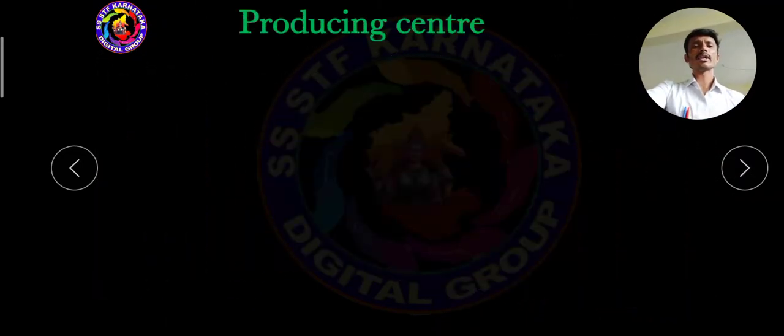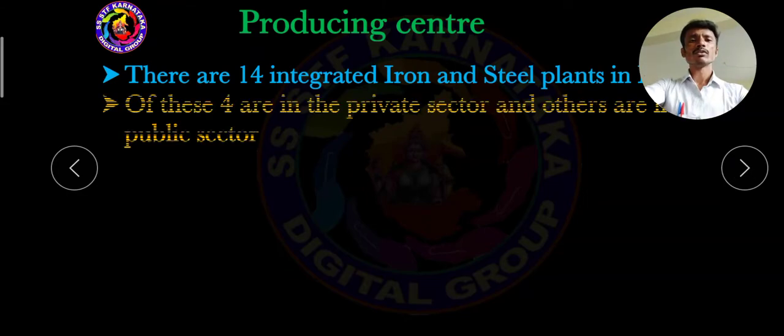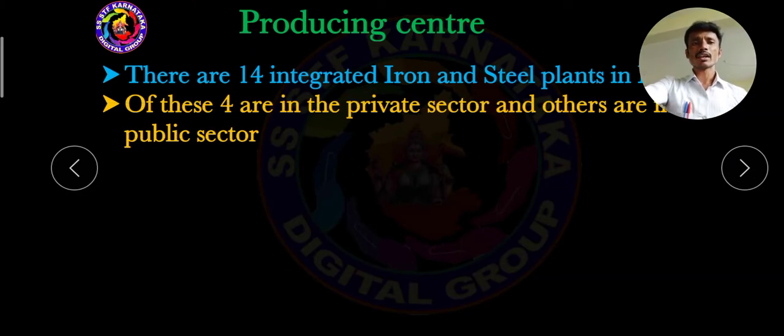Then, my dear students, the producing centers: where are the iron and steel industry producing centers throughout India? There are 14 integrated iron and steel plants in India. Integrated means coordinated. Among those 14, 4 are in the private sector and the others are public sector.